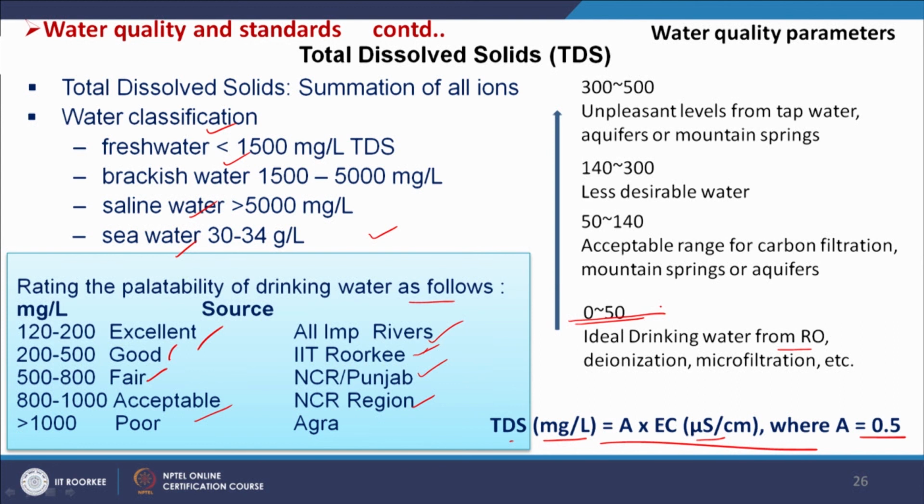As per the norms up to 500 ppm it is okay, but 50 to 140 is an acceptable range for carbon filtration, mountain springs or aquifers. So, this type of quality parameter may be very good for health. So, up to this in this class, thank you very much for your patience.